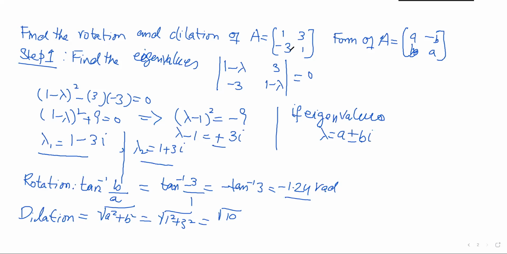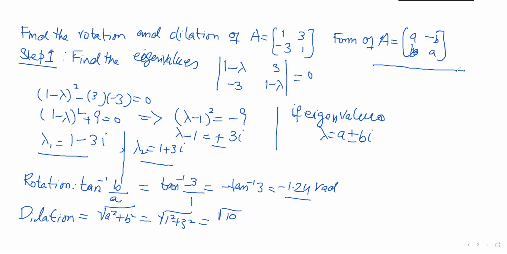Okay, 1 minus 3 3 1. Okay, remember that we don't find the rotation and dilation of any 2 by 2 matrix. So this matrix should be of this form. Okay, the matrix should be of this form.